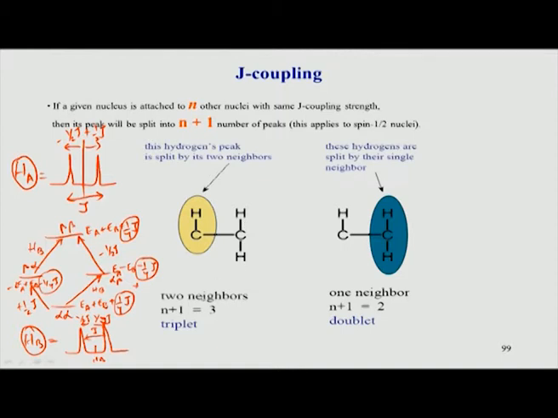This is what is shown here: in this particular case the yellow hydrogen gets split into 3 peaks because of 2 neighbors. So, n+1 is equal to 3. The hydrogen shown in yellow shade will appear as a triplet. Now, what is a triplet? It is 3 peaks, and what is the relative intensity?